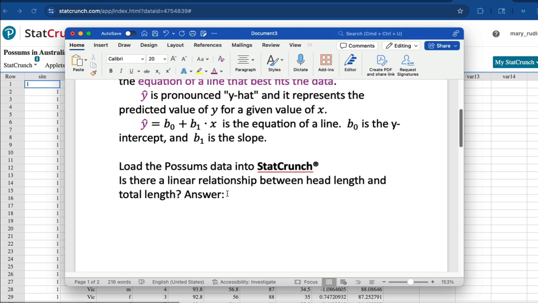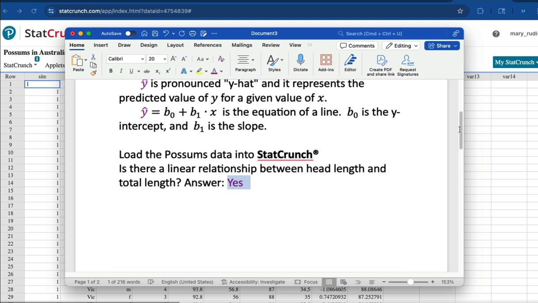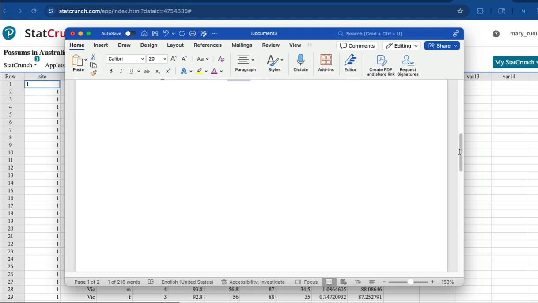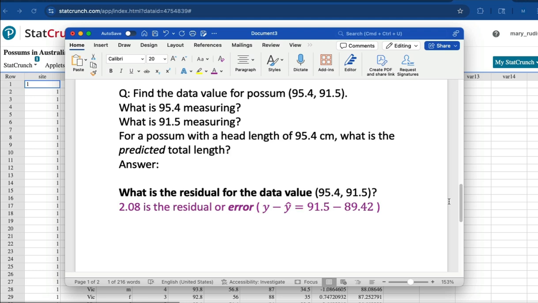Now, is there a relationship between head length and total length? The answer is yes. We saw the 4 plots, and we see that the p-value is smaller than 0.0001, which allows us to say that there is in fact a linear relationship between head length and total length. So here's the question we're going to ask and answer. First, find the data value for a possum that has a head length of 95.4 and total length of 91.5.